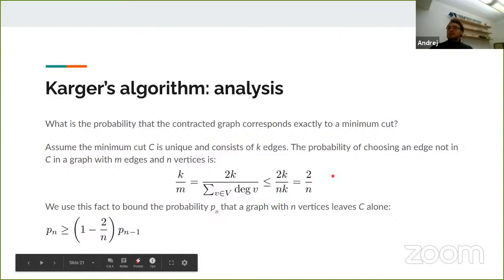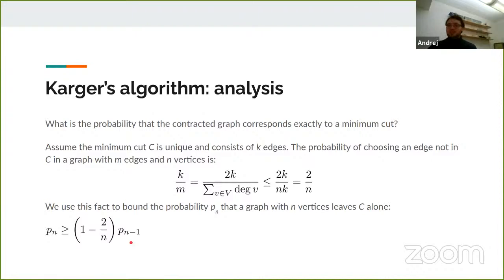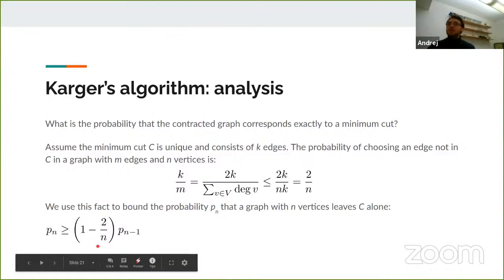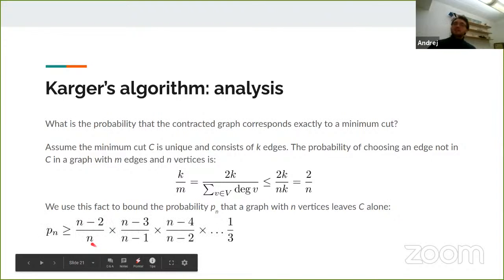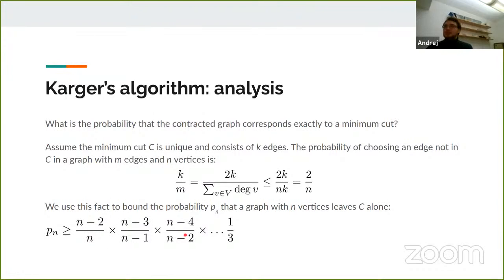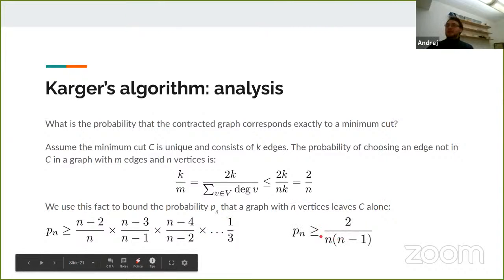So if the probability of choosing an edge that was in the cut was 2 over n, then the probability of choosing an edge that's not in the cut is 1 minus 2 over n. And then in each of the successive turns, we choose an edge that is not in the minimum cut. And if we expand this out, we get this product. We get that Pn is greater than or equal to n minus 2 over n times n minus 3 over n minus 1, and so on. And you'll notice that the n minus 2 terms cancel out. So it's kind of like a telescoping product. And if you write it out nicely, you'll get that Pn is greater than or equal to 2 over n times n minus 1. All the other terms cancel out.